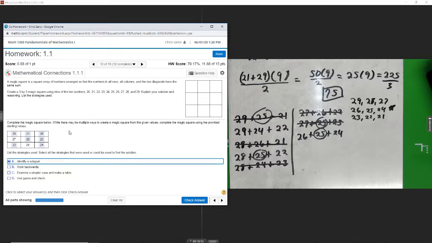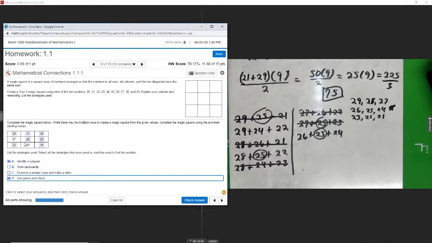I don't know that we can make a smaller table and do this because it's only a 3x3. But we could use guess and check because we had some numbers filled in. We could probably kind of plug in and guess. But we had a more exact method. But you can use guess and check. There have been times where they give you guess and check.